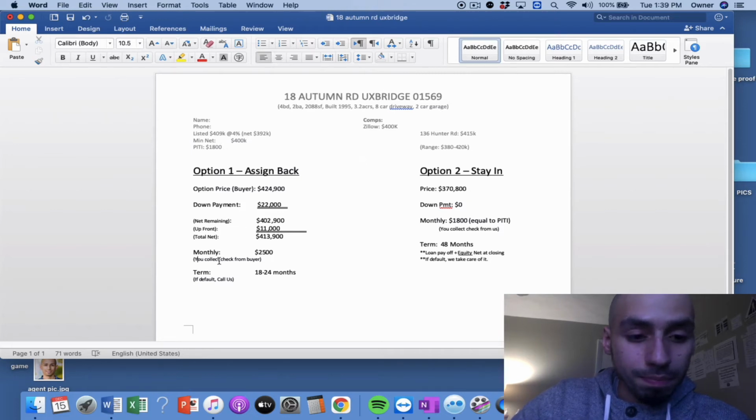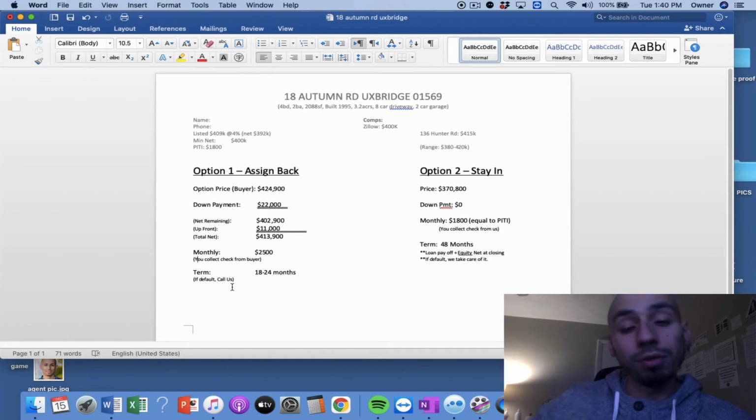And transparently, I make sure that they're aware that they're going to be managing the process. They're going to collect the check from the buyer. With this option, we're out of the picture once we find, place, and procure a buyer for them. This here's the term, so it's a much shorter term. We'll know this more once we get the screening back from the third-party company with Paul Ritter.